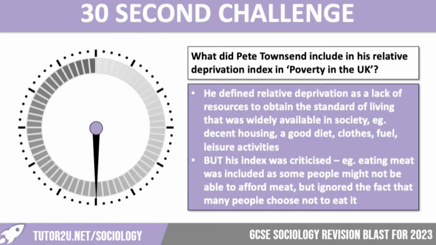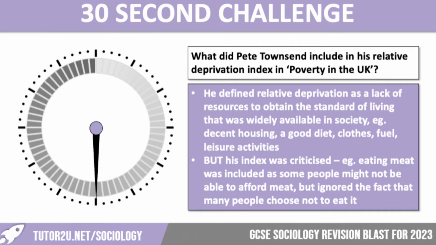Okay, let's have a look. So he defined relative deprivation as a lack of resources to obtain a standard of living that was widely available in society. So, for example, decent housing was included, a good diet, clothing, fuel, and access to leisure activities.